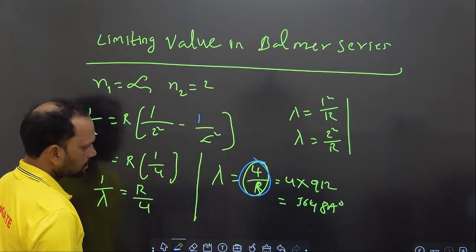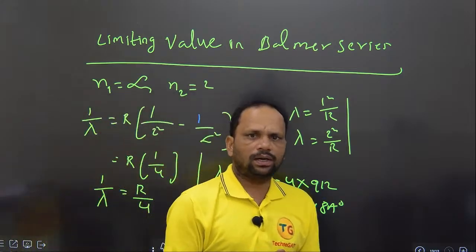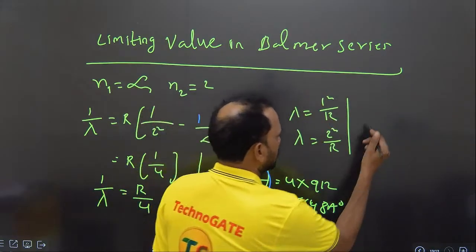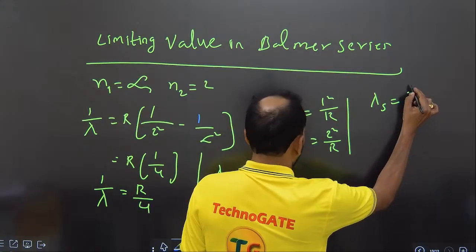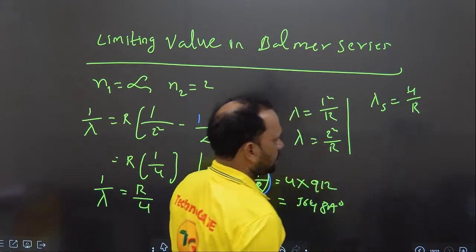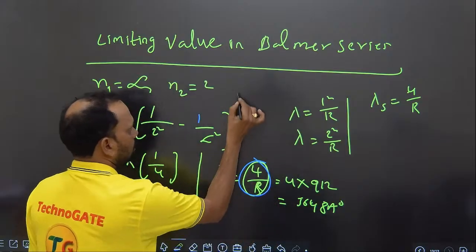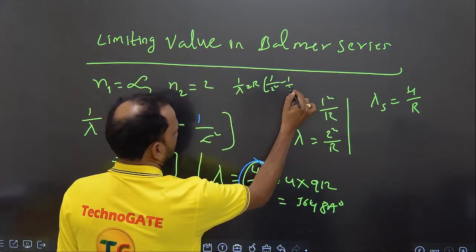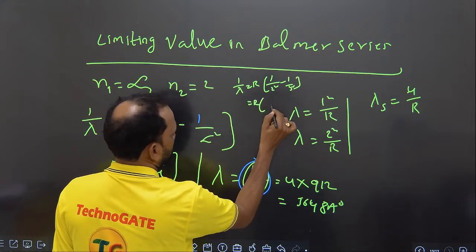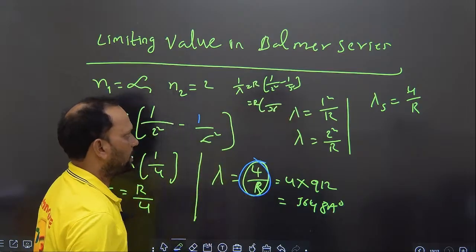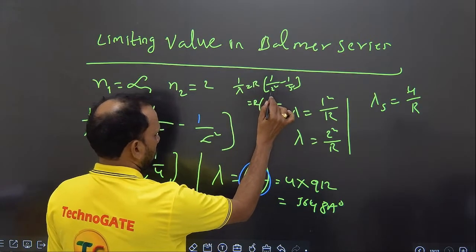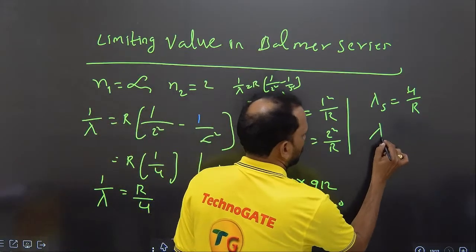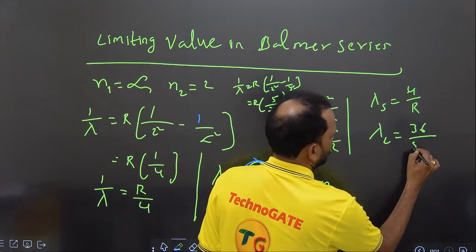Now the ratio of the longest wavelength to the shortest wavelength in a Balmer series. So what is the shortest wavelength? It is 4 by R. The longest wavelength we did earlier, you should remember it and work it out. 1 by λ is equal to R into (1 by 2 square minus 1 by 3 square), R into (1 by 4 minus 1 by 9), 9 minus 4 is 5. So what do we get? 36 by 5R. The longest wavelength is 36 by 5R.